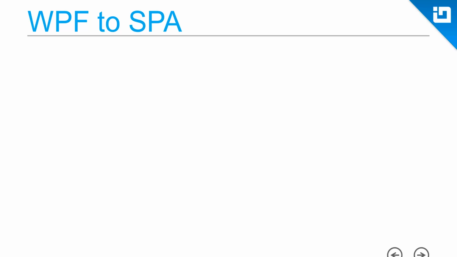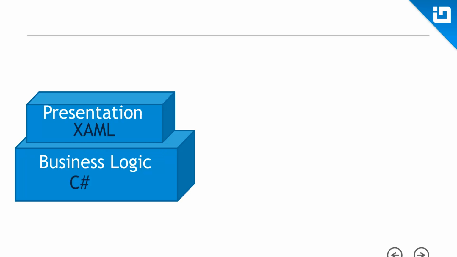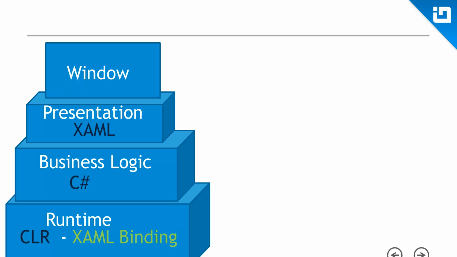So let's just break down the basic technology stack of any XAML application. So first you have the presentation layer that's authored in XAML. You have your business logic written in C#. You have the CLR runtime and XAML binding that's responsible for all the data binding, right? It's what really makes the magic happen. And at the end of the day, a window is produced, and that's what your users interface with.